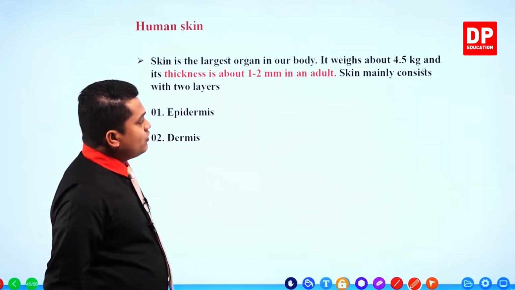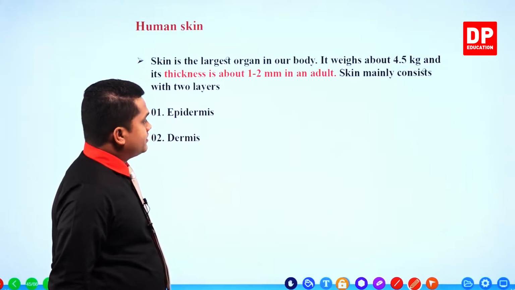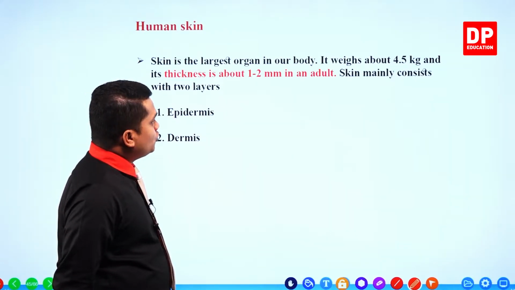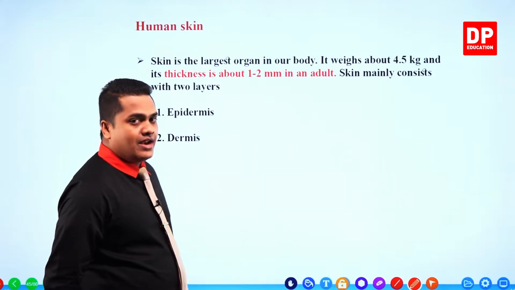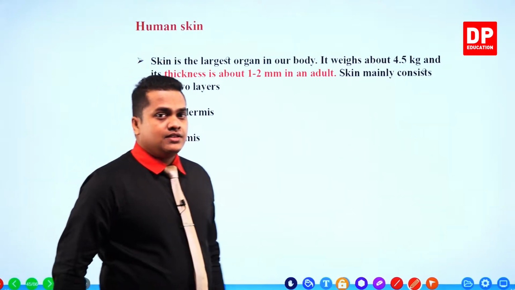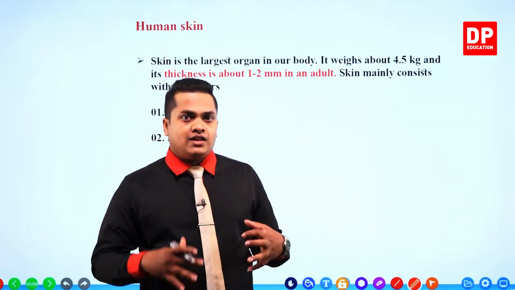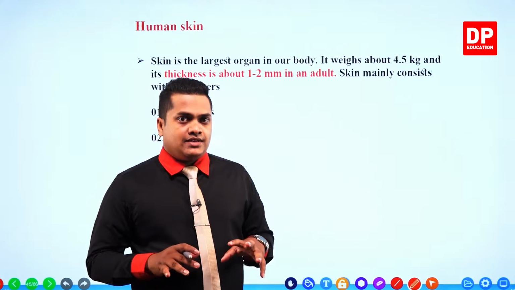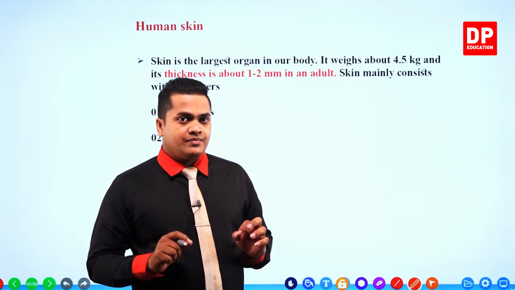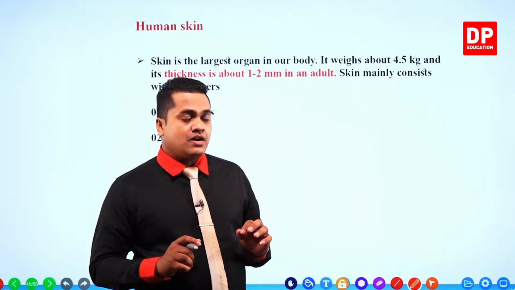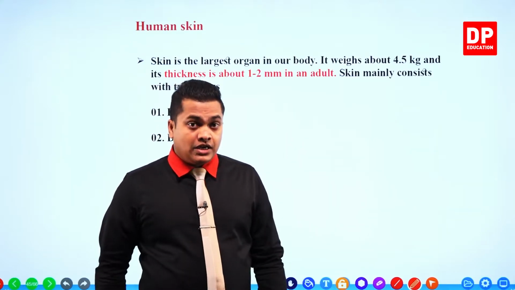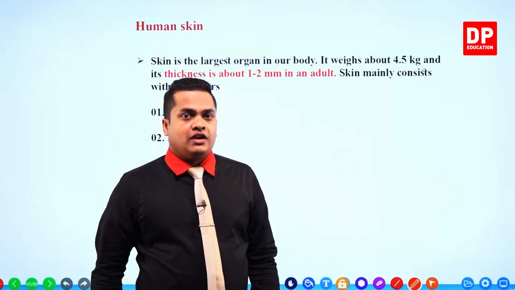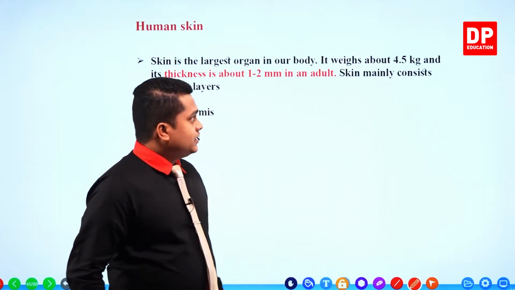It weighs about 4.5 kilograms, and the thickness is about 1 to 2 millimeters in an adult. So if you take an adult person, the thickness of the skin is about 1 to 2 millimeters and the mass of the skin is about 4.5 kilograms in a well-grown adult.